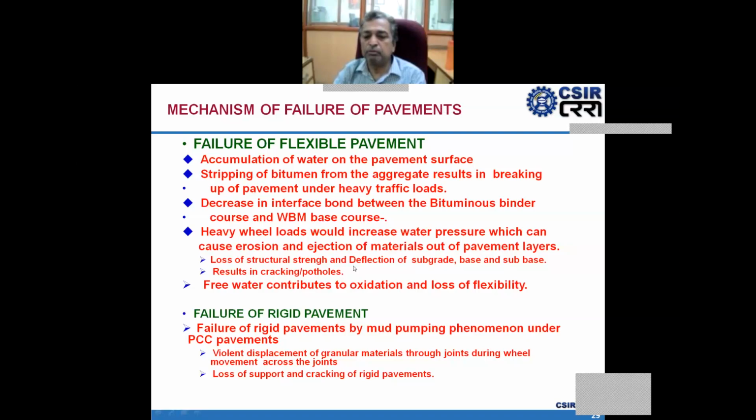This results in cracking or generation of potholes. Free water contributes to oxidation or loss of flexibility. On rigid pavement, failure due to improper drainage includes violent displacement of granular materials through joints during wheel movement across the joints, loss of support, and cracking of rigid pavements. In the later slides, we will discuss the mechanism of failure of flexible pavement and rigid pavement.